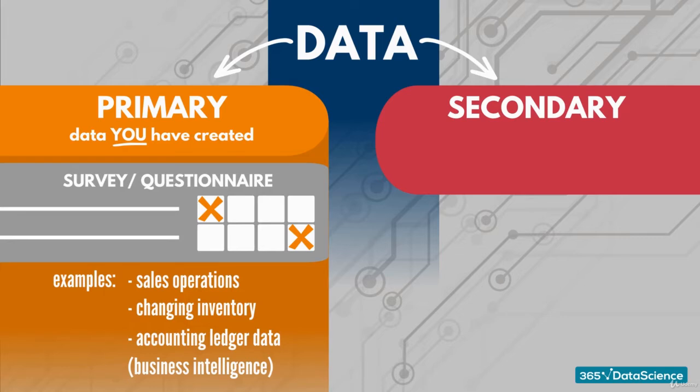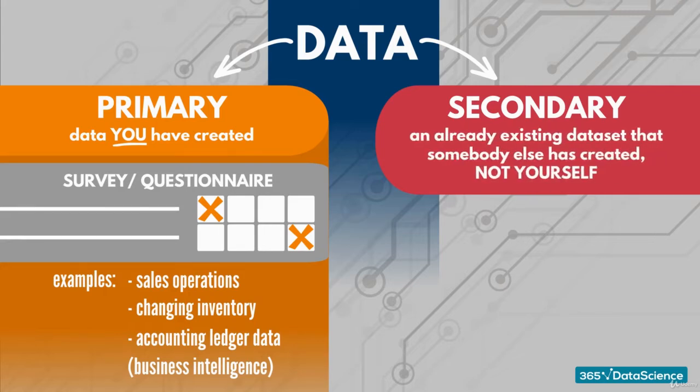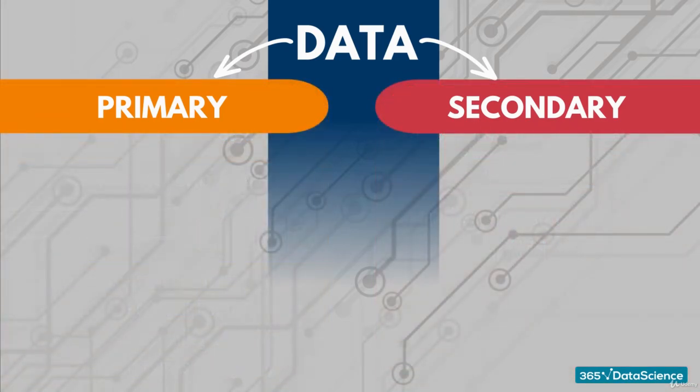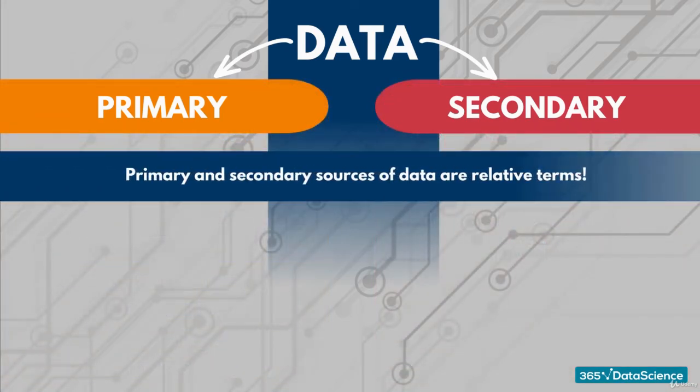The other, and actually more common type, is called secondary data. This is an already existing data set that somebody else has gathered and organized, not yourself. Data that you have downloaded from an online website for free or data that you've bought from an organization are both instances of secondary data. It is important to realize that primary and secondary sources of data are relative terms. All of the datasets that you've seen and used in this course are secondary data for you. However, from our point of view, some are primary because we've created them, and others are secondary because we've acquired them from a third party.